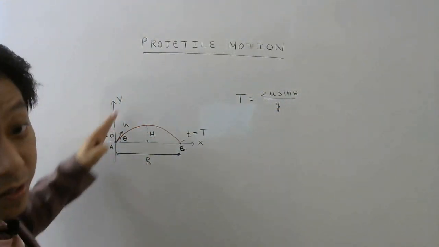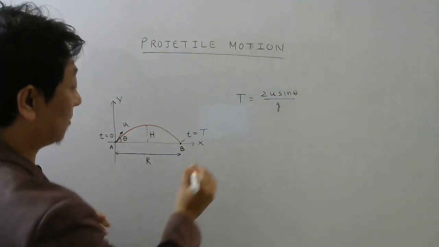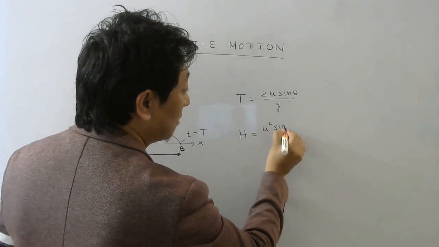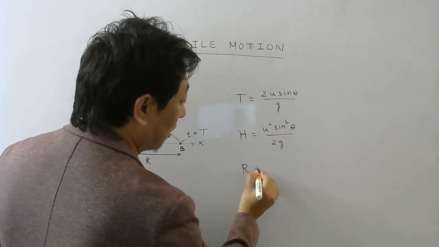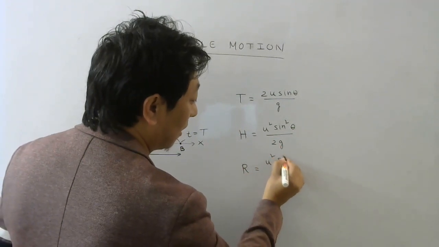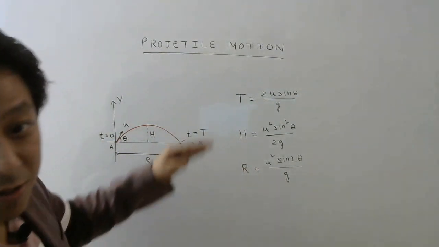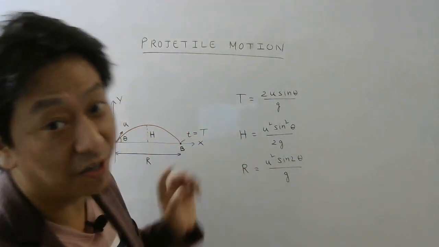where u is the initial velocity in magnitude and theta is the angle of projection. The maximum height is u square sine square theta by 2g, and your range formula is u square sine 2 theta by g. So these are the three standard formulas for time of flight, maximum height and range.